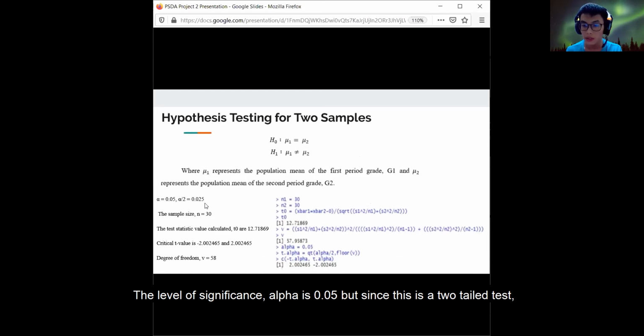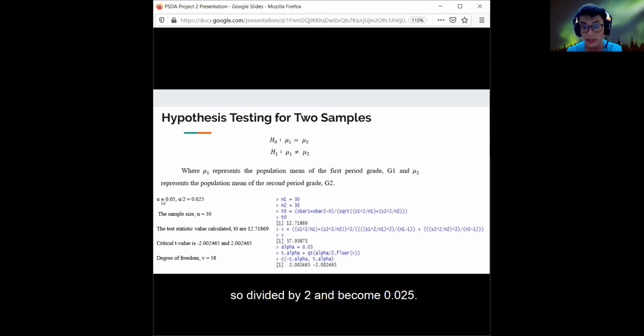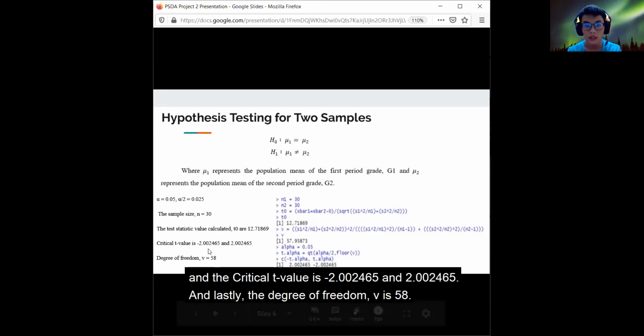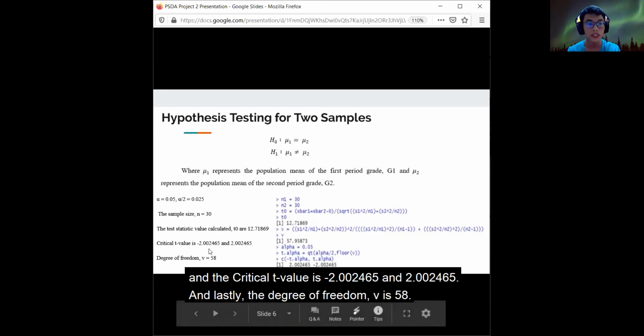The level of significance, alpha, is 0.05, but since this is a two-tailed test, therefore it is divided by 2 and becomes 0.025. The sample size is 30, and the test statistic value calculated, T0, is 12.71869. The critical T values are negative 2.002465 and positive 2.002465. And lastly, the degree of freedom, V, is 58.